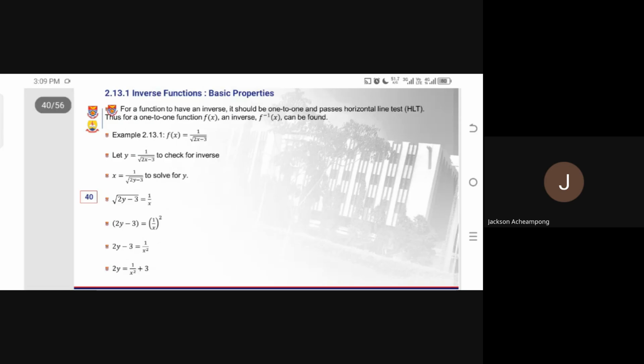So the next time you meet Madam, you continue from page 40. That is inverse functions, basic properties. Are we okay?